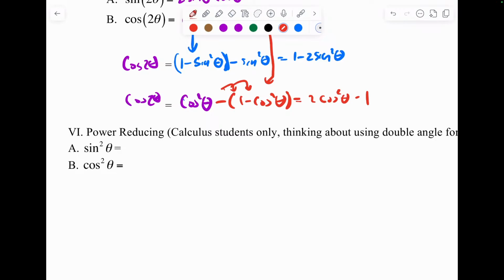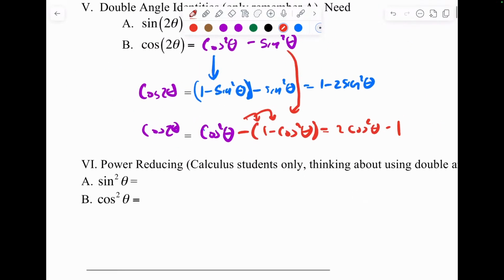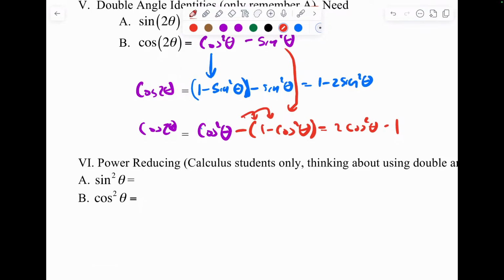Yes. Why do we only remember A? Because the other ones you can prove, and A is most often used. That's the one that's used more than the other one. Cosine square is used kind of. Cosine 2 theta isn't used as often, but sine square is going to be used pretty often. Okay. Sine square theta and cosine square theta.